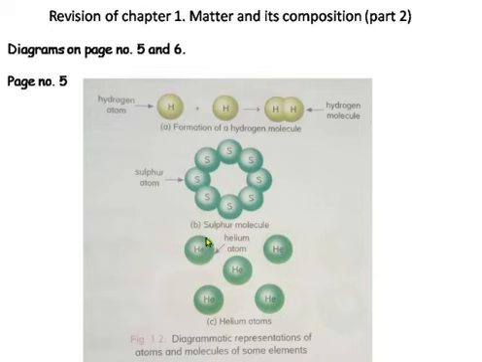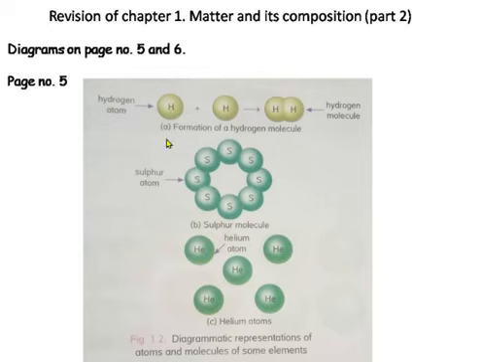The second diagram is a sulfur molecule. A molecule of sulfur is shown. In one molecule of sulfur there are 8 atoms. That means 8 atoms of sulfur combine together to form a molecule of sulfur. Then in the third diagram, helium atoms are shown, because helium atoms do not combine together to form any group. They remain single.